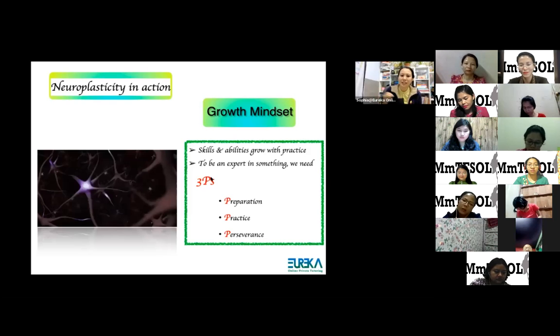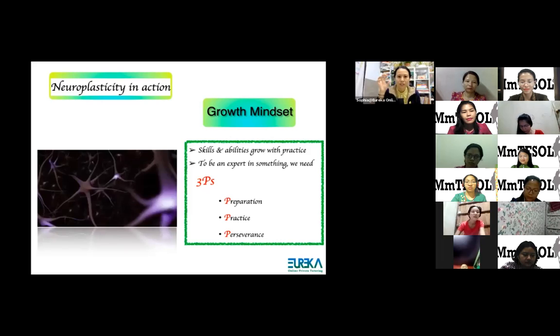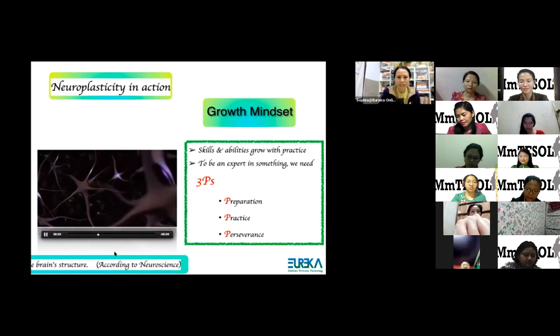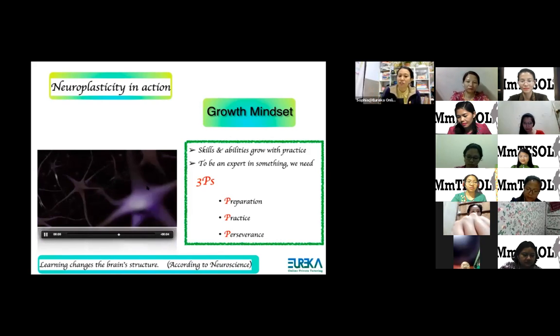So to be an expert in something, to be very good in something, we need 3 P's. Everything we do, we need 3 P's. Without 3 P's, it's not very easy for us to go down the road, right? So this is like neuroplasticity, which is actually learning changes the brain structure.